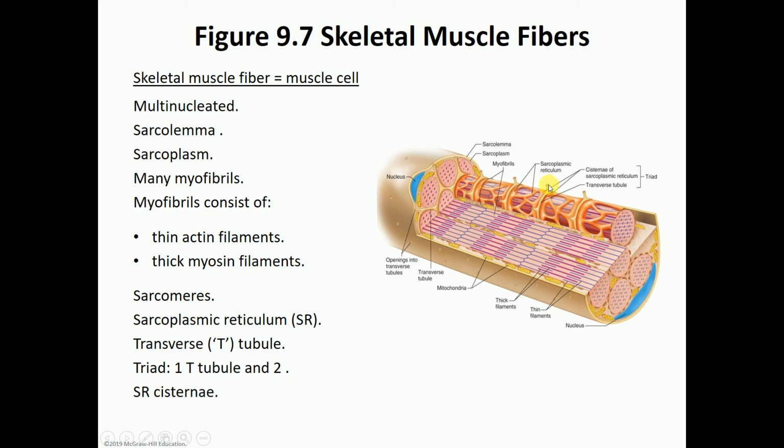So again, that T-tubule and these two cisternae of sarcoplasmic reticulum, all three of them together, are known as a triad. So that triad, one T-tubule and the two sarcoplasmic reticulum cisternae, are really important for muscle contraction. The T-tubule will bring in the action potential, or the electricity, to the inside of the cell, and the cisternae are going to release the calcium that was stored in there, and that will start the process of muscle contraction.